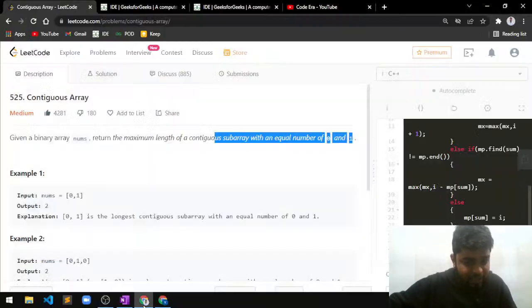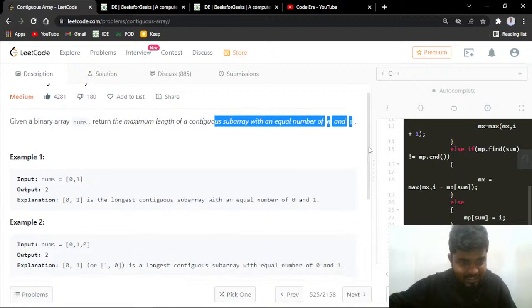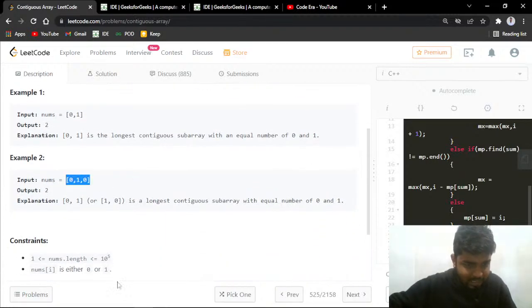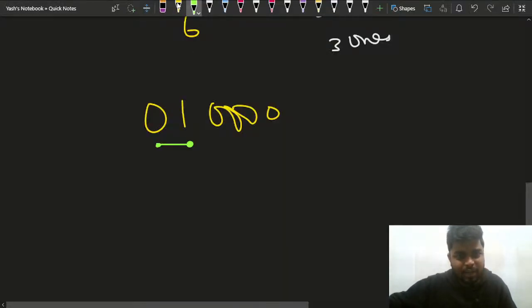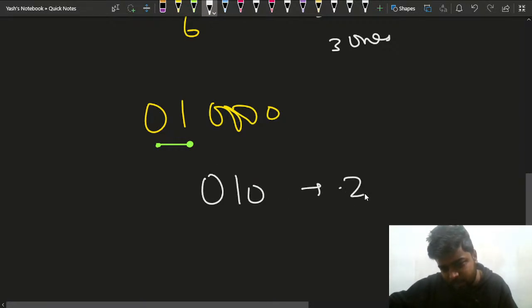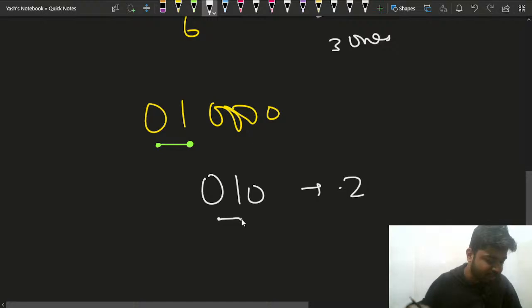Let's look at some of the test cases. So if I look at the test cases, like 0 1 and 0, what does it mean? If I have 0 1 and 0, here also the length of the longest subarray which is consisting of equal number of zeros and ones is 2, right? The length is 2, right? Is the problem statement clear to everyone?